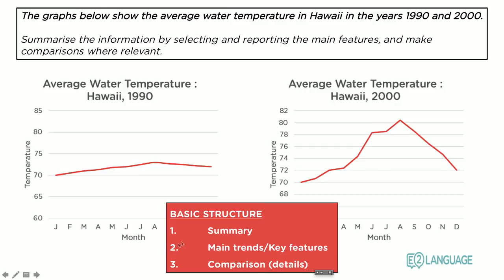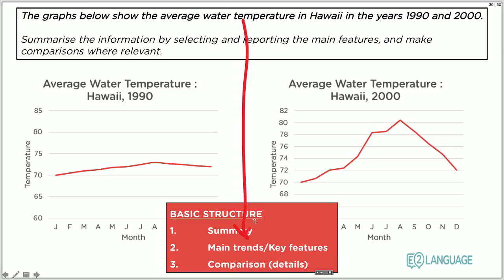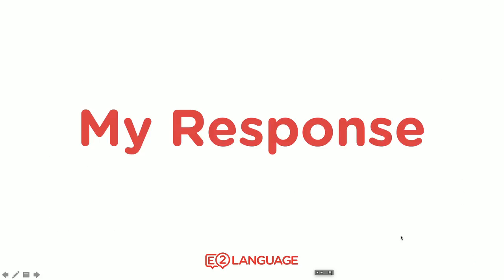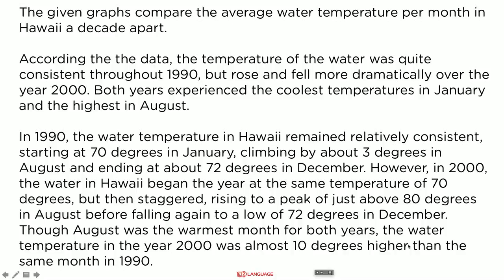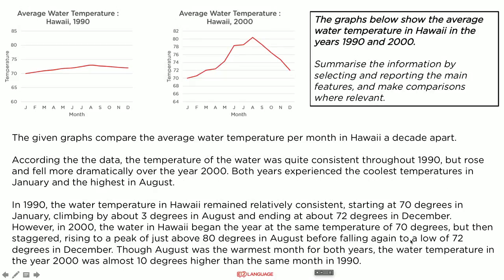Okay, so summary, main trends, key features. Let's go through this just quickly. So for my summary, that's this. I'm going to rewrite that. Main trends, key features. Well, you can see this one's quite stable. This one fluctuates a little bit and has a much higher peak. And then comparisons, what I'll do is I might go through the significant or most interesting months, for example, like June or August or December or whatever, okay? Cool, my response will look like this on test day. Let me take you through it.